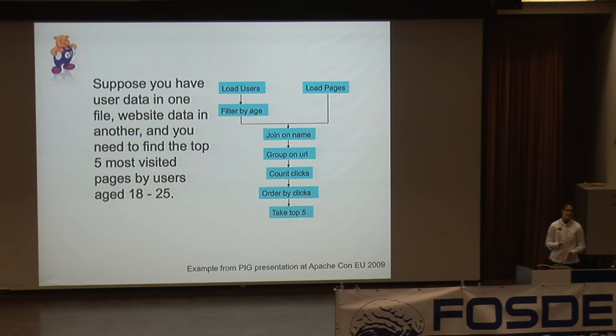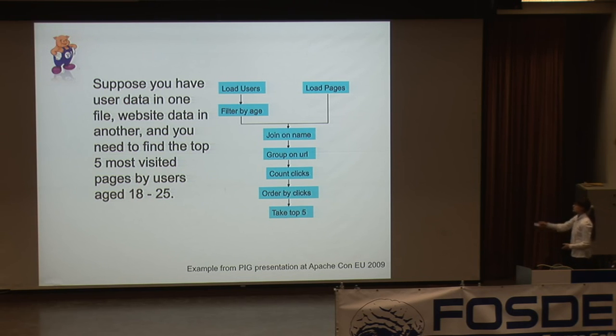So suppose you have some user data in a file, you have website data in another file, and you want to find out the top 5 most visited pages by users aged 15 to 25. Sounds like a pretty reasonable task to do, doesn't it?